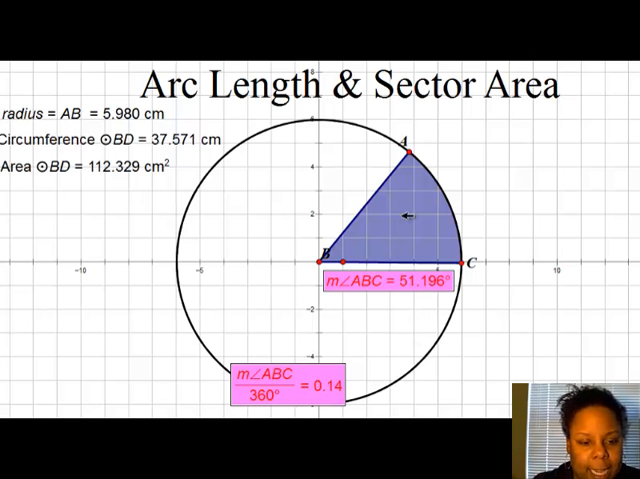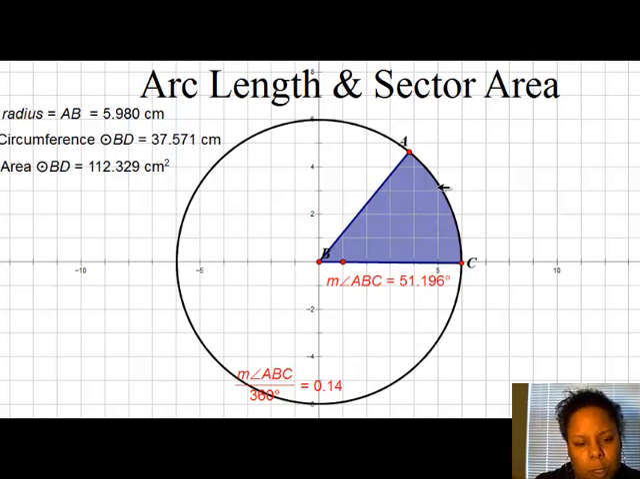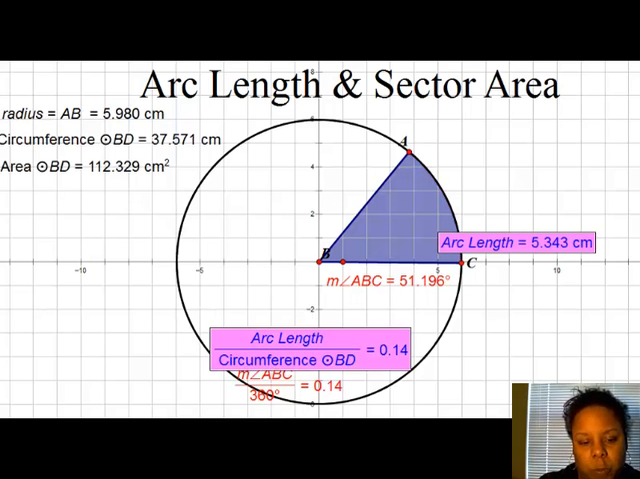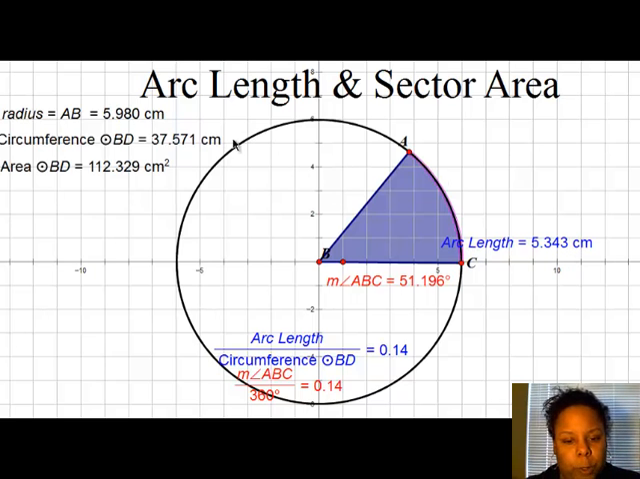So when we have this angle, two things are formed. We have an arc length, which is the part of the circle that is between points A and C, and that arc length is a portion of the entire circle. So this arc length AC is part of the entire circumference. If I take a look at those measurements, I find that the arc length in this case measures 5.343 centimeters, which is not the length of the entire circumference. And when I divide the arc length by the length of the entire circumference, I get the same proportion, which is 14% or 14 hundredths.